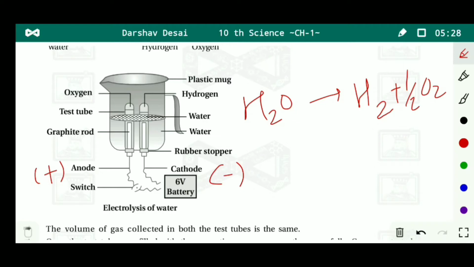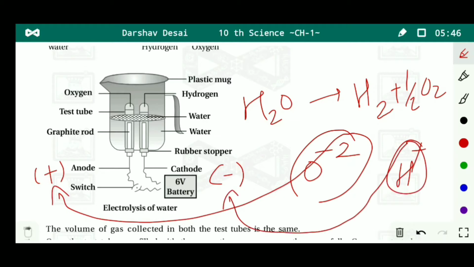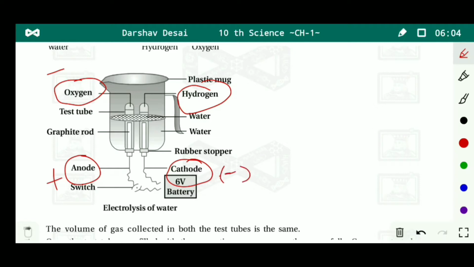Oxygen is negatively charged. We all know that the valency of oxygen is -2 and the valency of hydrogen is +1. So negatively charged is attracted towards the positive and positively charged towards the negative. In the figure we can see clearly oxygen is liberated at the anode because it is negative and the anode is positive, and hydrogen gas is deposited at the cathode because the cathode is the negatively charged terminal and the valency of hydrogen is positive. So, opposite charges attract.